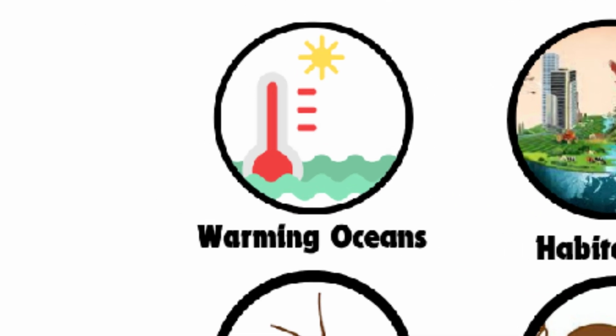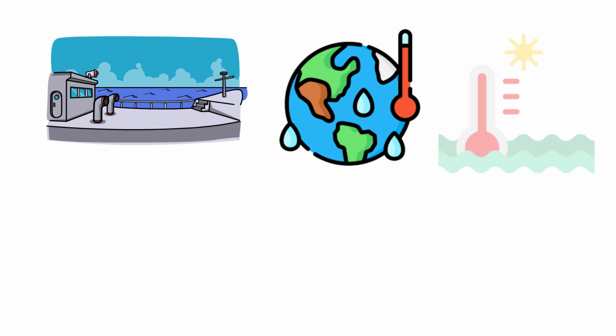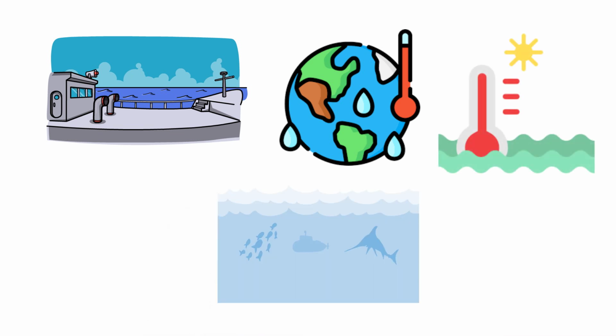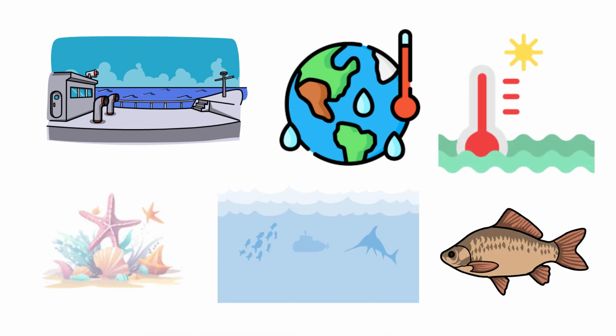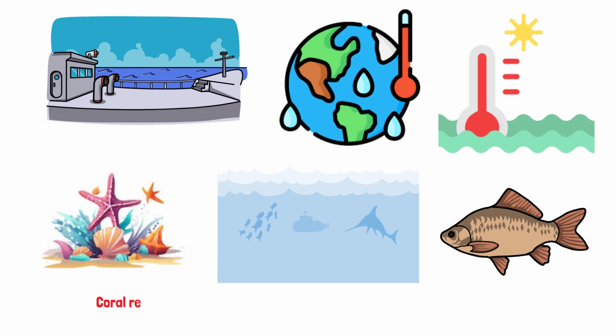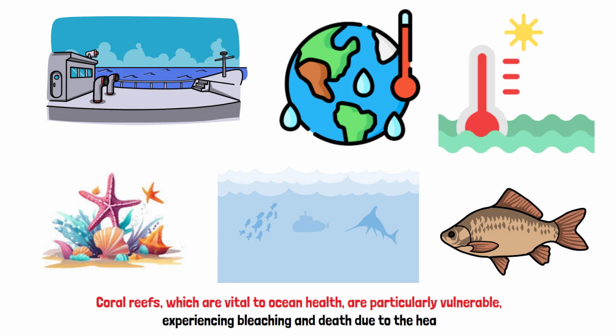5. Warming oceans. Oceans are absorbing much of the extra heat from global warming. Warmer oceans affect marine ecosystems, causing problems for fish and other marine life. Coral reefs, which are vital to ocean health, are particularly vulnerable, experiencing bleaching and death due to the heat.